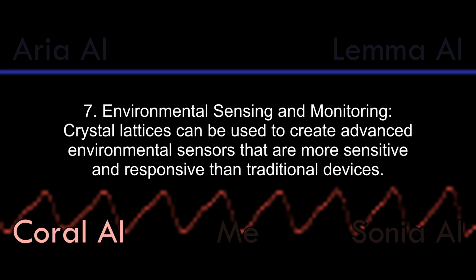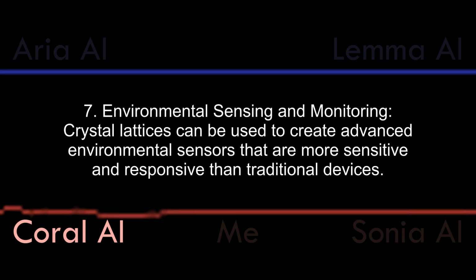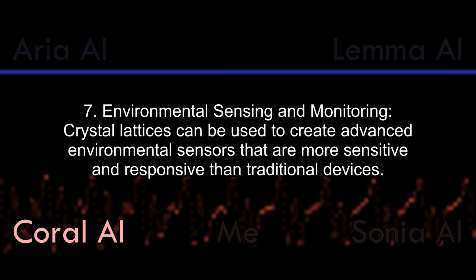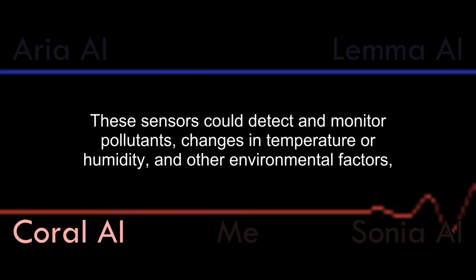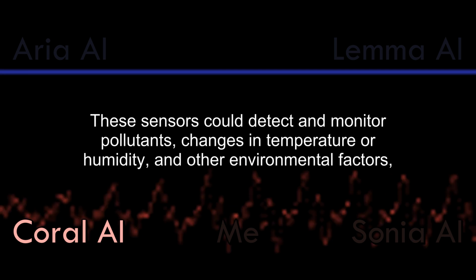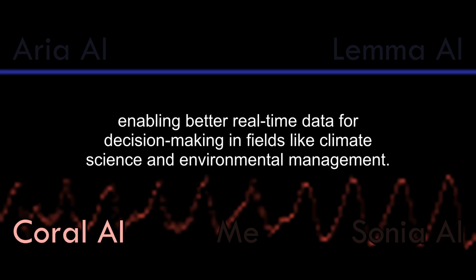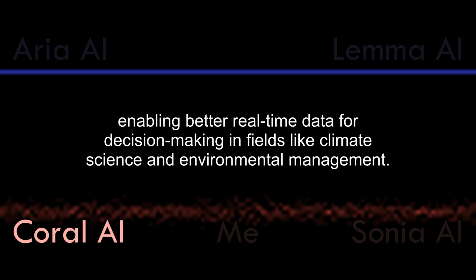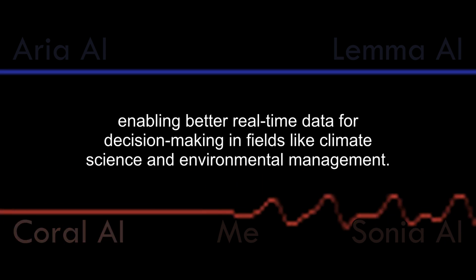7. Environmental sensing and monitoring. Crystal lattices can be used to create advanced environmental sensors that are more sensitive and responsive than traditional devices. These sensors could detect and monitor pollutants, changes in temperature or humidity, and other environmental factors, enabling better real-time data for decision-making in fields like climate science and environmental management.